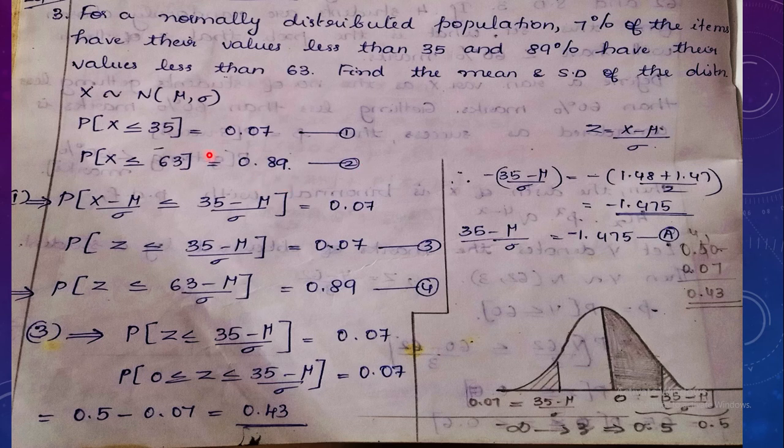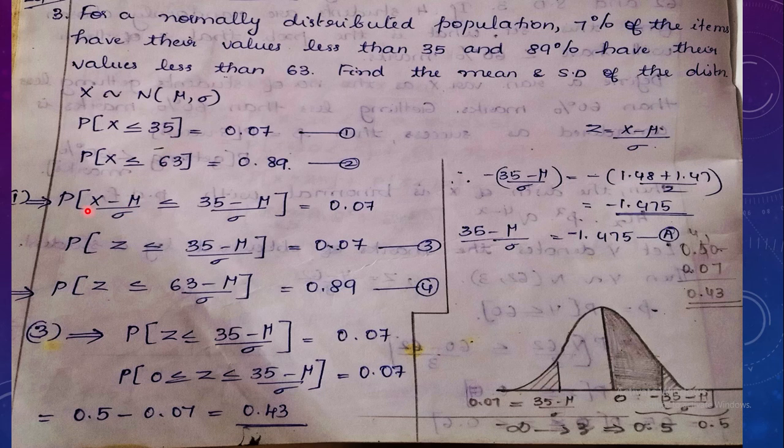Is that enough to find out your mean and standard deviation? No, because your equations do not have mean and sigma right now. In order to introduce mean and sigma to these equations, what should we do? We know that x follows a normal distribution. Now I'm going to apply a transformation. Z is equal to x minus mu by sigma. So if I subtract mu and divide by sigma on one side, the same thing I have to do on the other side, right?